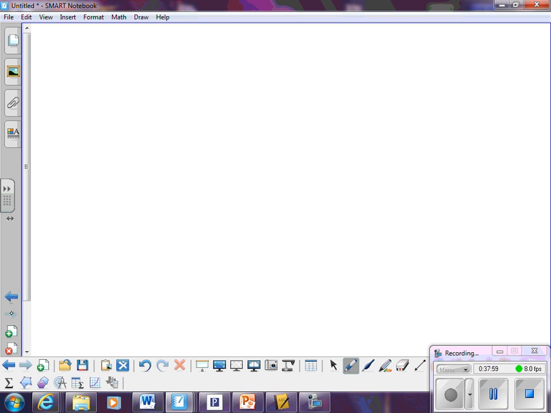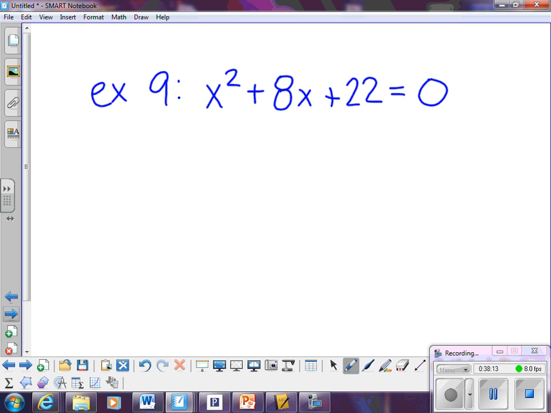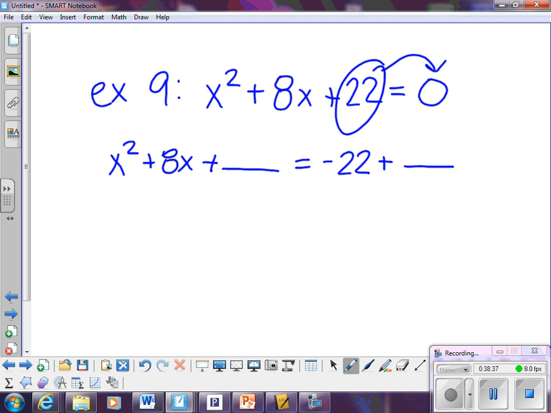Here's a different type of problem. I'm doing this for a reason. What example is this? 9? I want you to see if you can tell me why this is a different type of problem. Who sees why it's different? Why? It's negative. Do you see why you learn complex numbers first? All right, so when you move this over, it becomes negative 22, right? So I get x squared plus 8x plus blank equals negative 22 plus blank.